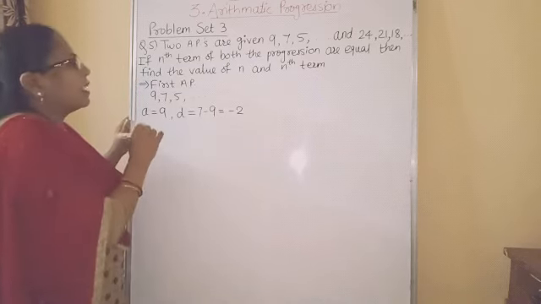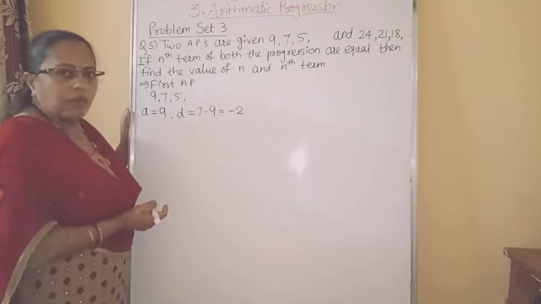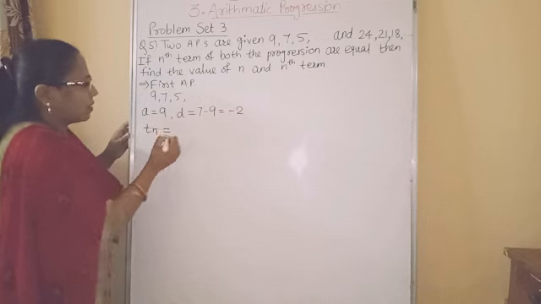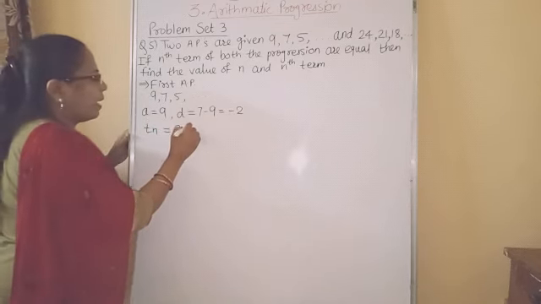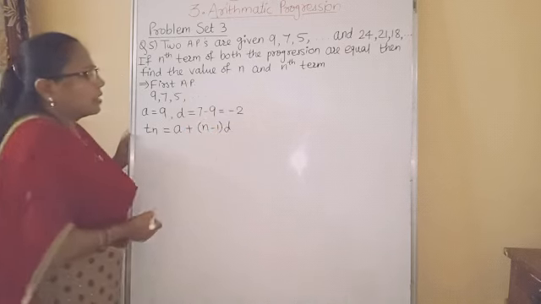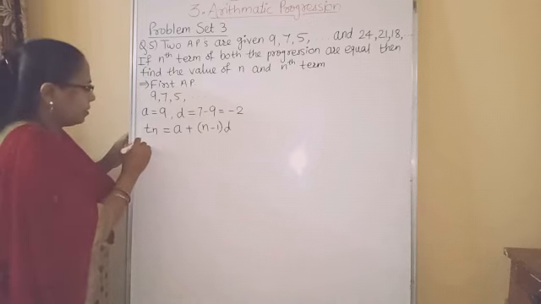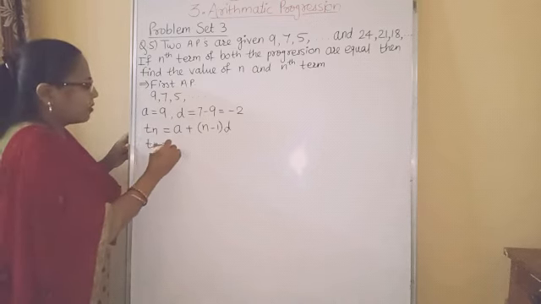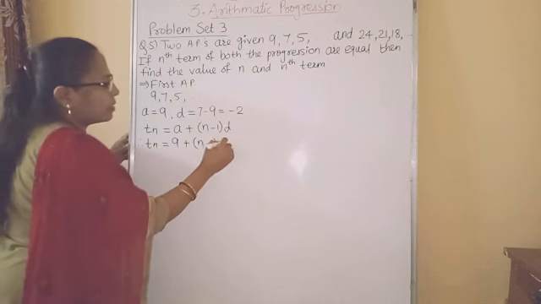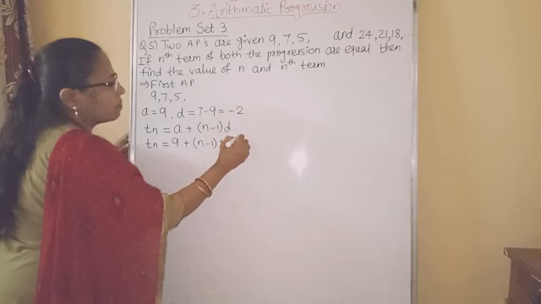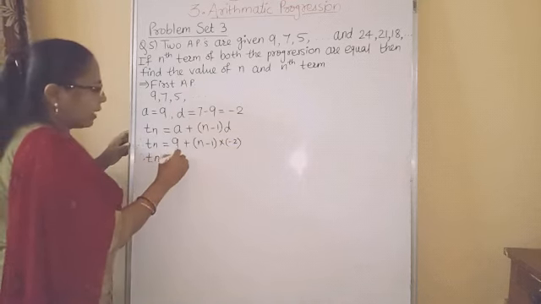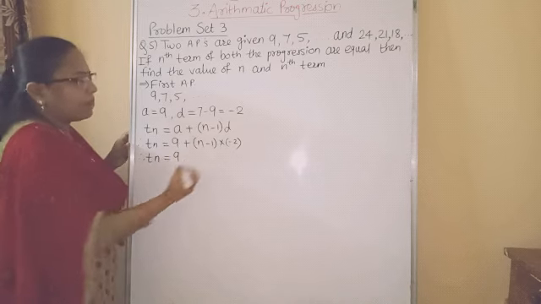Okay, now n we don't know, so we have to first find out the nth term. So we have to use the Tn formula. Tn is equal to A plus bracket n minus 1 bracket close into D. Therefore, Tn is equal to 9 plus n minus 1 into D, which is minus 2. Therefore, Tn is equal to 9, and we have to multiply this bracket by minus 2.